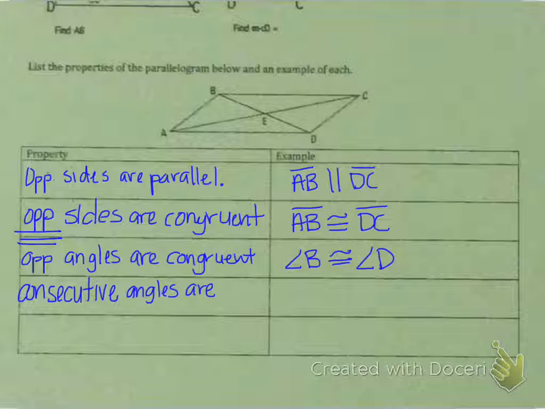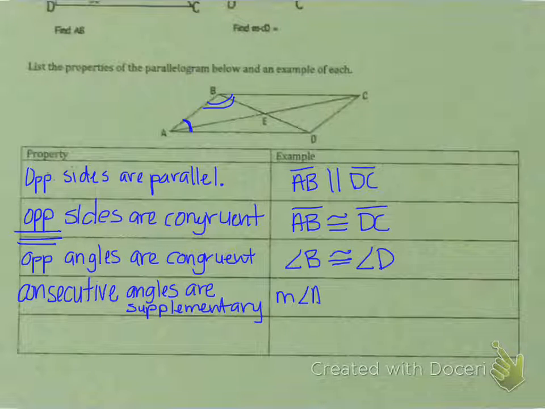are, we don't say congruent because they are not congruent. Look at angle A and look at angle B. They are definitely not the same size. But what they are is supplementary. Now to write that, I would say the measure of angle A added with the measure of angle B equals 180 degrees. That's an example of two consecutive angles being supplementary in this figure.